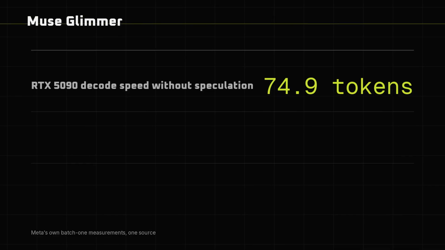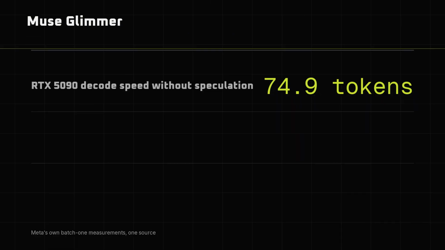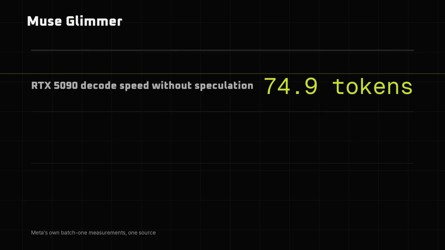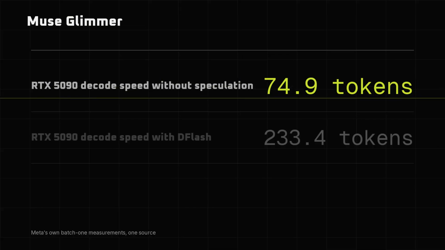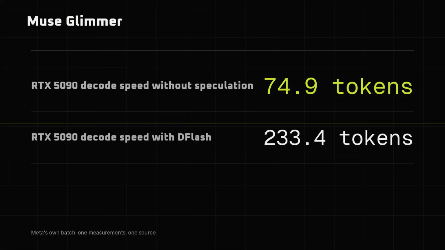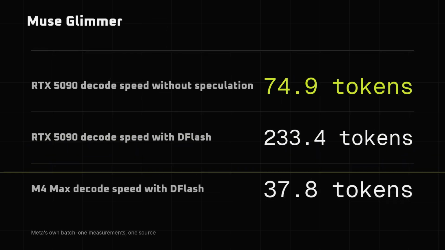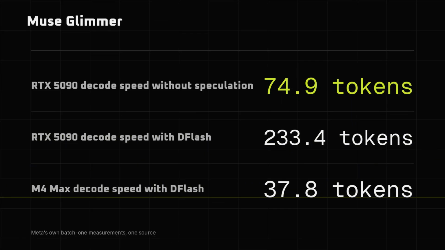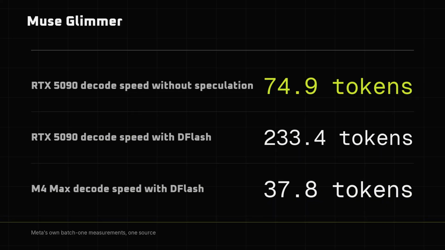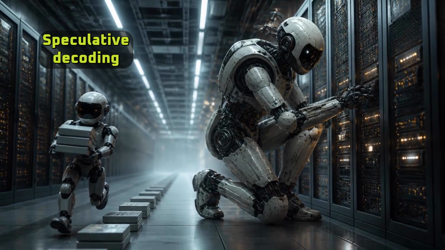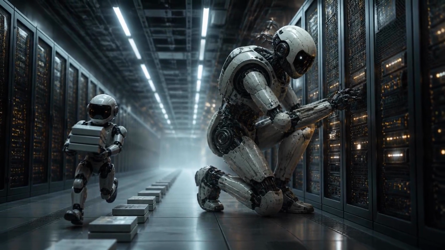Meta's own figures on an RTX 5090, 74.9 tokens per second with the drafter off, 233.4 with it on. On an M4 Max, the same build reaches 37.8, batch 1, greedy decoding, and vendor measured throughout. Speculative decoding is the trick sitting under both of those numbers.